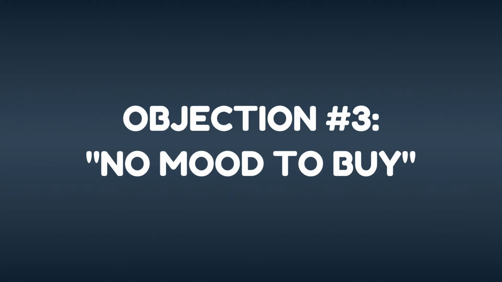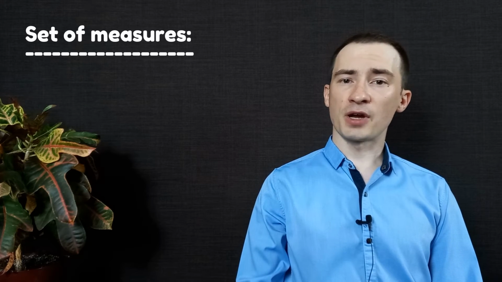Objection number 3. No mood to buy. This objection is a tricky one and is often encountered in active sales. For example, when we send a commercial presentation to a person, but he or she is very tired or loaded and does not want to read and delve into it. In order to handle this objection, we need a set of measures.